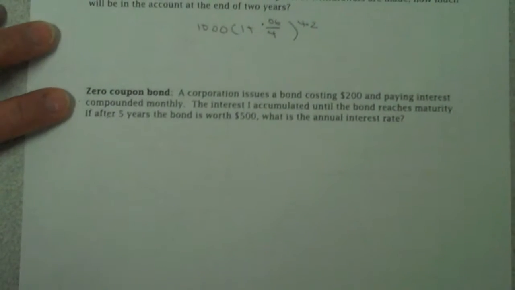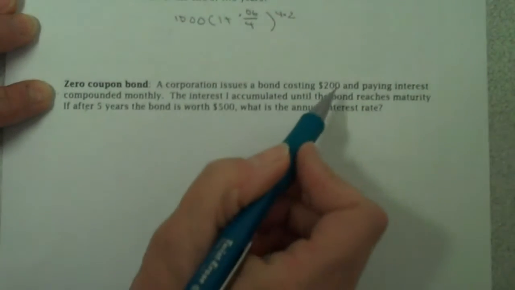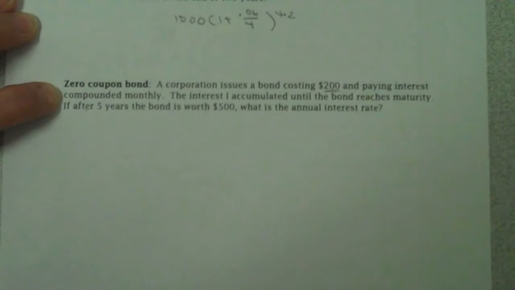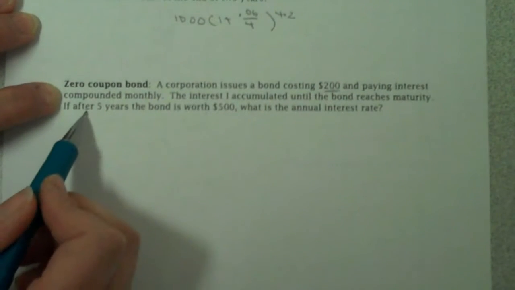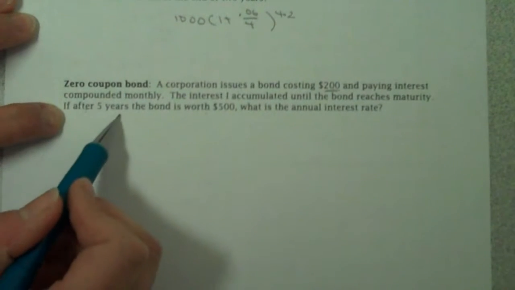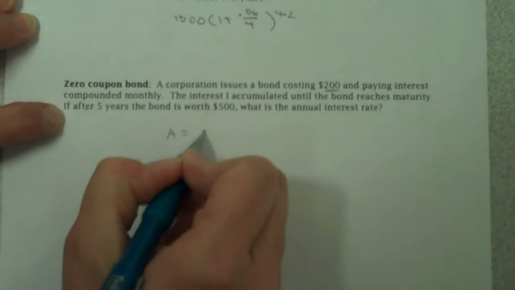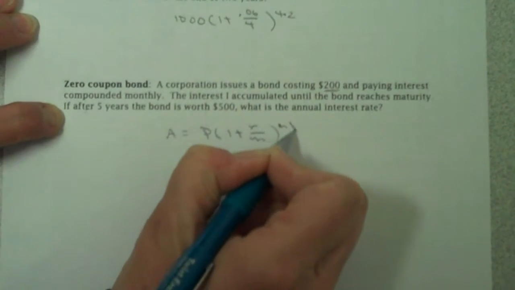This is a little bit different kind of question. The zero coupon bond says they issue a bond, a $200 bond, and the interest is coming monthly, which means M is 12, and the interest is accumulated until the bond reaches maturity. If after 5 years it's worth $500, they want to know what the interest rate was. So we're using the same formula, but what we know and what we don't know is a little different.